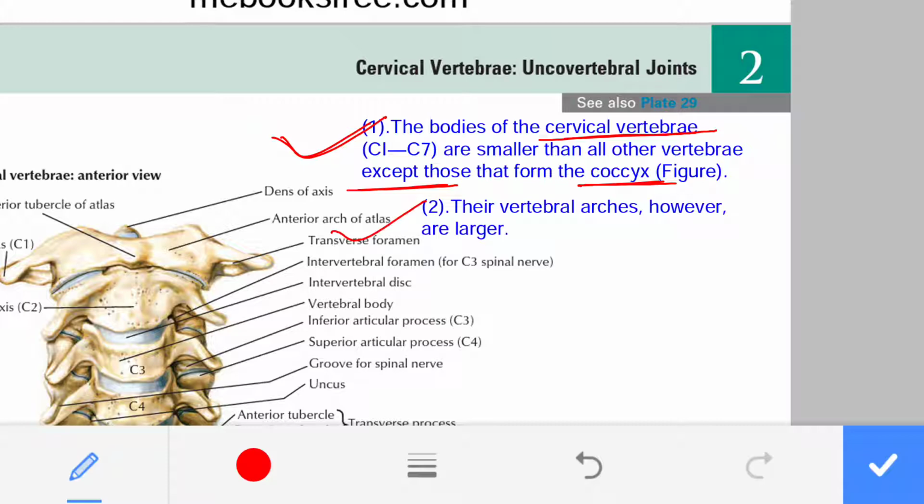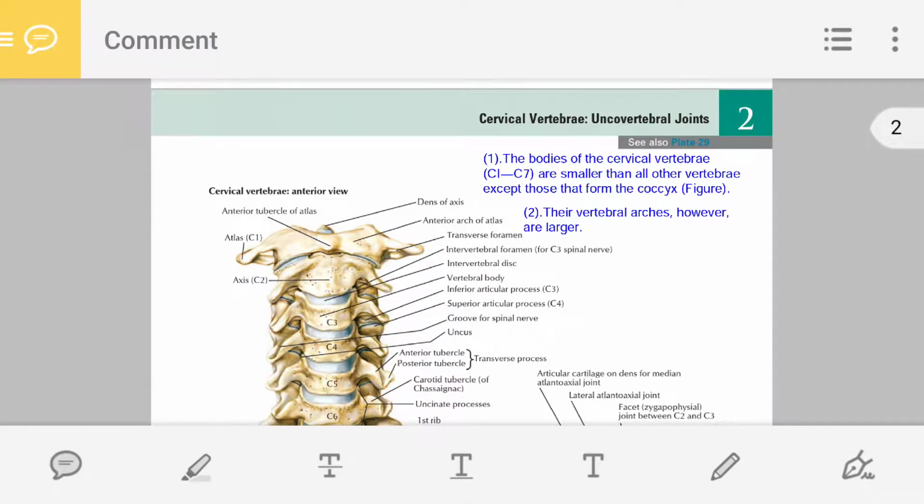Now we are moving on to the second point. The cervical vertebrae have larger vertebral arches. And what is the vertebral arch? I have already described the vertebral arch in my previous lecture, on the general characteristics or the parts of the typical vertebra. In that I have explained the vertebral arch, so you can go through that lecture.